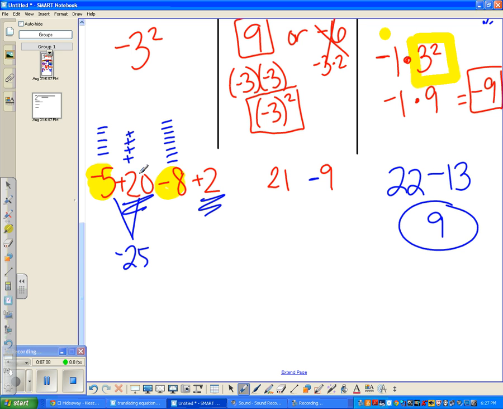Sorry. I just add up the negative numbers and then add up the positive numbers and then subtract. So same signs, add, different signs, subtract.